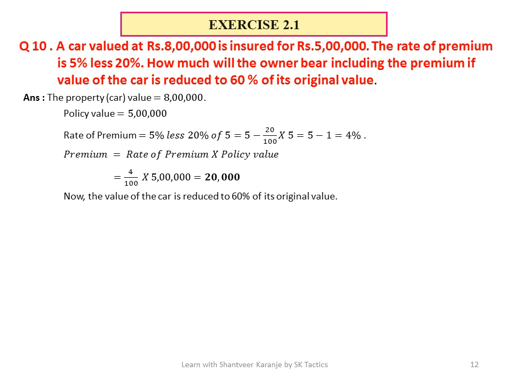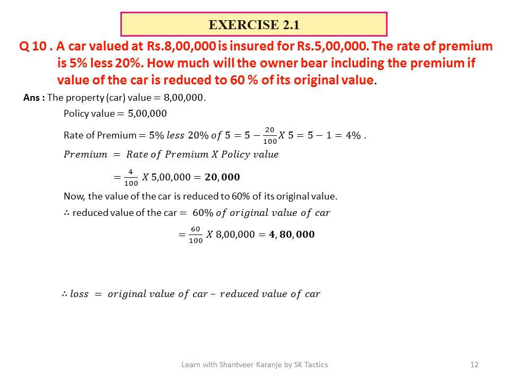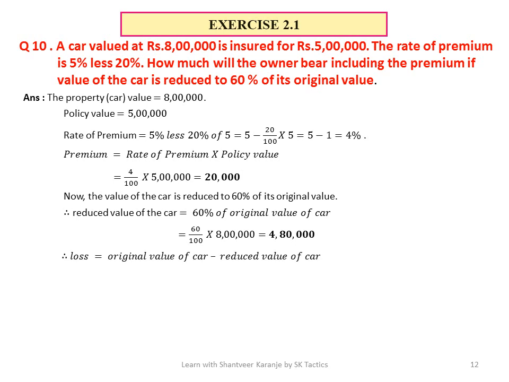Now the value of car is reduced to 60% of its value. Now we are calculating loss to find claim. So for loss we are going with 60% of its value. Value of the car is 8 lakh, we have to calculate 60% of 8 lakh. So reduced value of car is equal to 60% of original value of car, 60% of 8 lakh is 4 lakh 80,000. So 4 lakh 80,000 is reduced value. Okay. So loss is equal to original value minus reduced value. So original value is 8 lakh minus 4 lakh 80,000. It is 3 lakh 20,000.